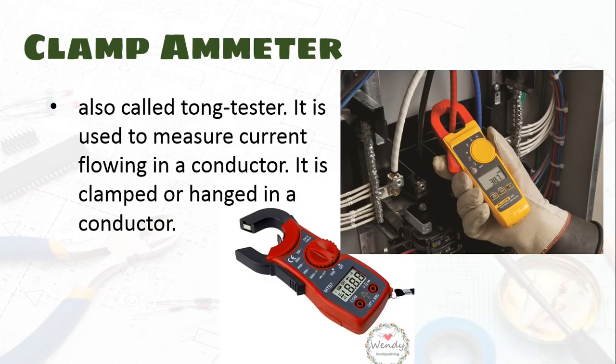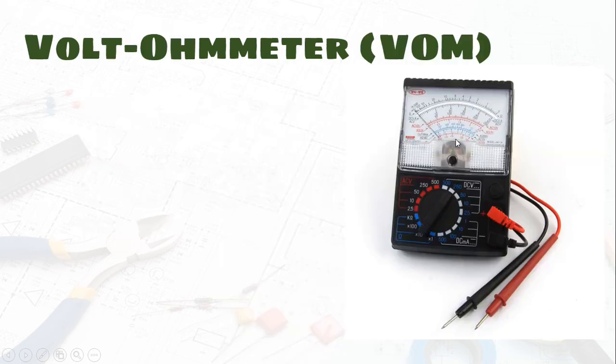So next one, we have the clamp ammeter. A clamp ammeter, or also called as tong tester. It is used to measure current flowing in a conductor. It is clamped or hung in a conductor. So yan ang example ng ammeter kapag kinagamit natin siya. Okay, so ipinapasok natin yung wire at pwede natin siyang isabit doon para makita natin yung kanyang ampere. So it is also an ammeter pero siya ay pa-clamp kaya ampere ang ating sinusukat dito.